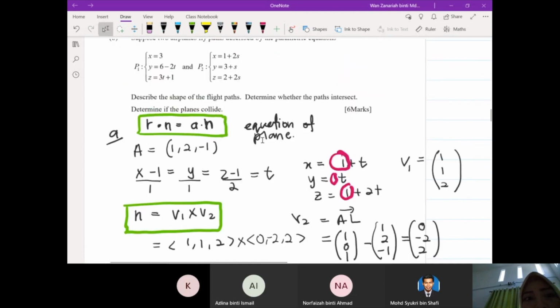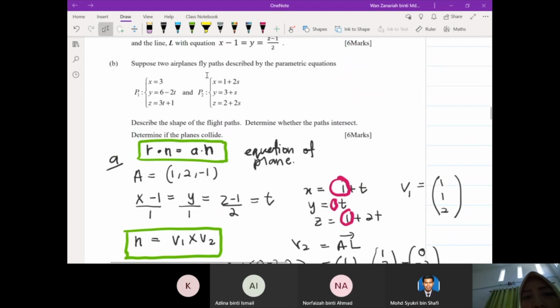Alright, we continue for part B. Okay, suppose two airplane fly path described by the parametric equation, okay, P1 and P2. Okay, so in order for us to determine the path of the two airplanes, it's either parallel to each other, or maybe it's perpendicular, or maybe the plane fly at certain angle maybe. So basically we are going to find the angle between two vectors.